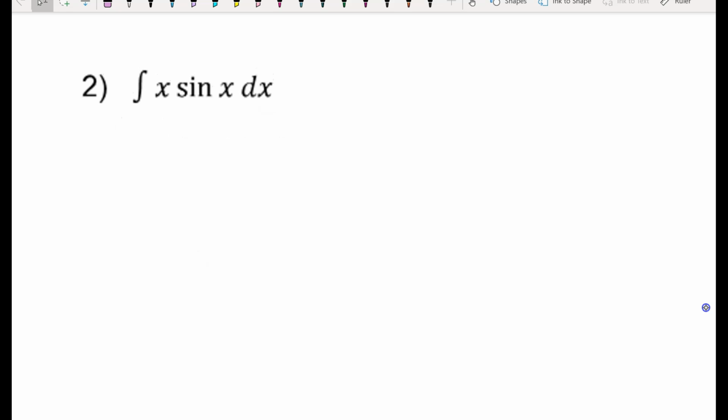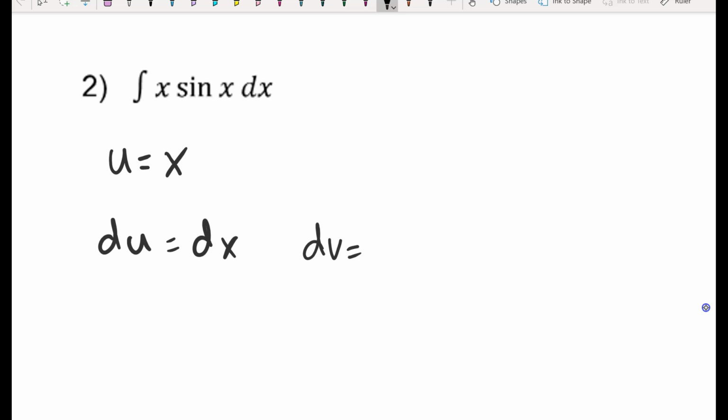Number 2, find the integral of x times sine of x dx. Well, here, I can say that u is x, that's my algebraic term, and du would then be dx. And the only thing I have left would be sine of x dx, and the antiderivative of sine of x dx is just negative cosine of x.